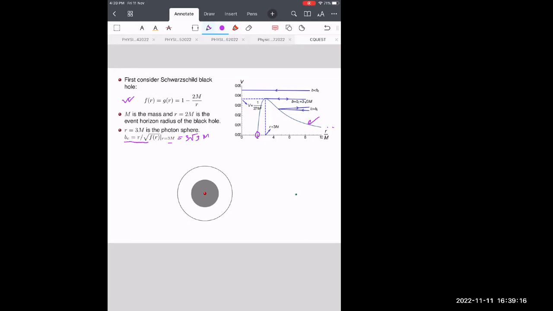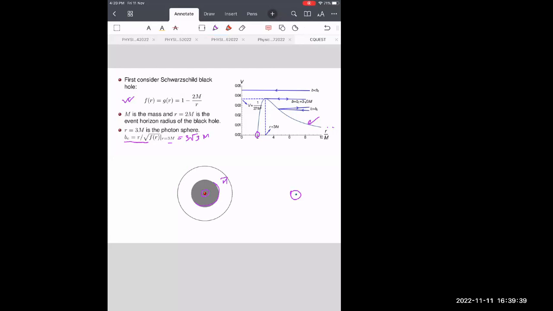Now let us consider this schematic diagram. In this schematic diagram, suppose this is a photon source, a source of light, and this is the central singularity of the Schwarzschild black hole, and this is the event horizon, and this is the r equal to 3m surface.